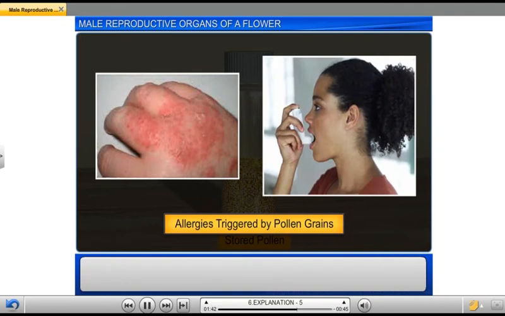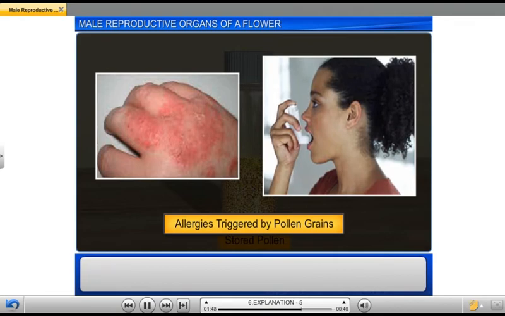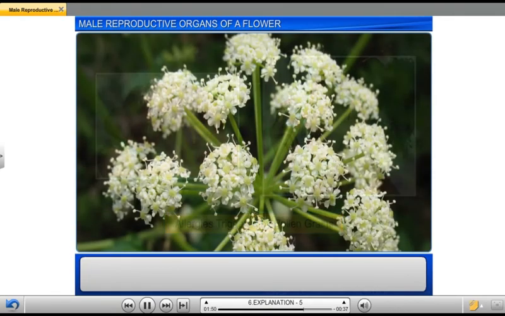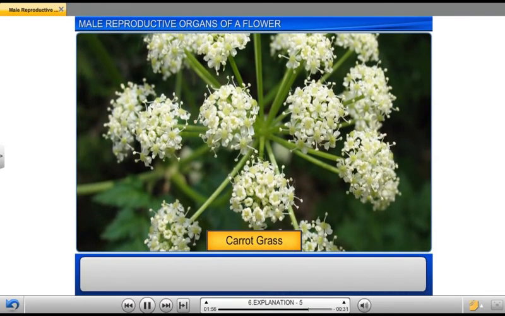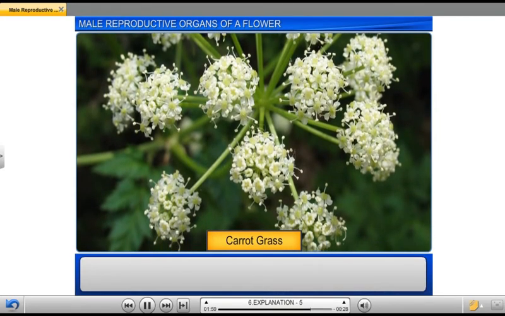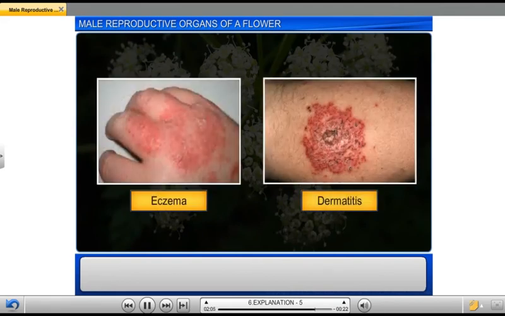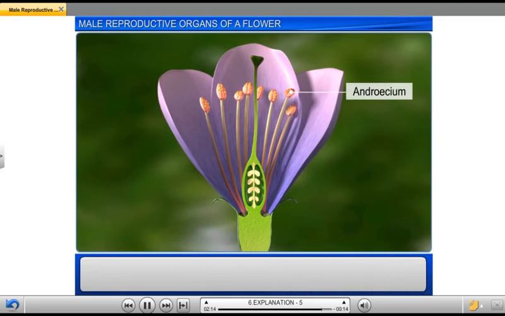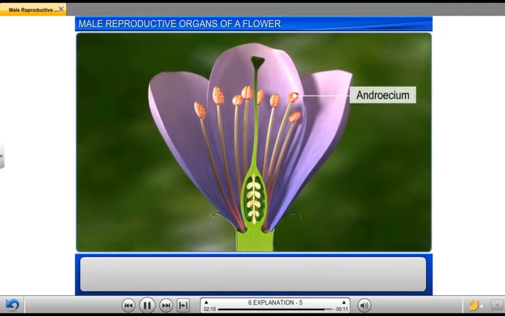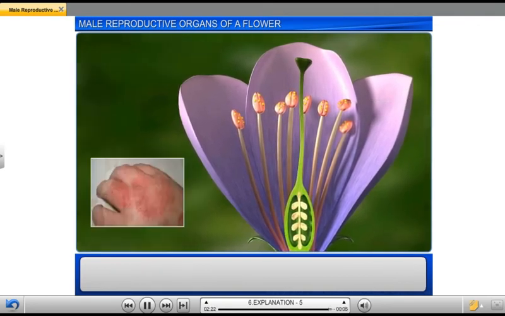Pollen grains, however, can trigger allergies in some people and can cause asthma and bronchitis. In fact, the weed carrot grass or Parthenium hysterophorus and its pollen, found in non-cultivated lands in Punjab, causes allergies such as eczema, dermatitis, and other skin diseases. Pollen, formed inside the stamen, plays an important role in plant propagation and also serves as a source of nutrition, although in some cases, it may trigger allergies.